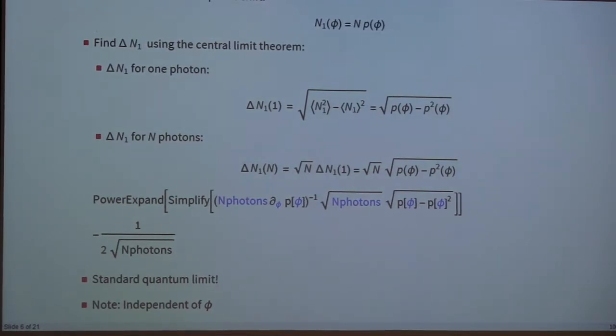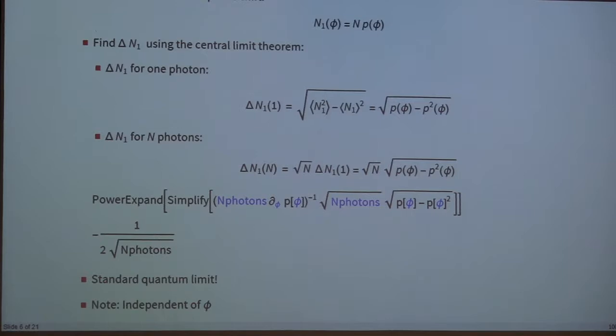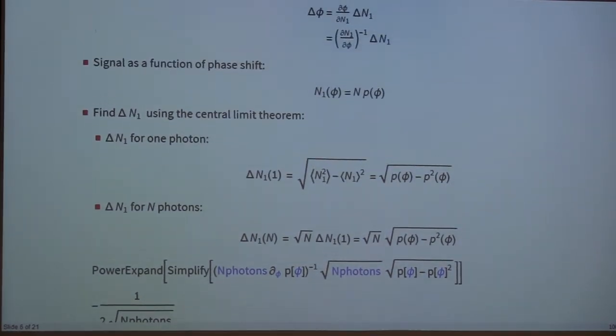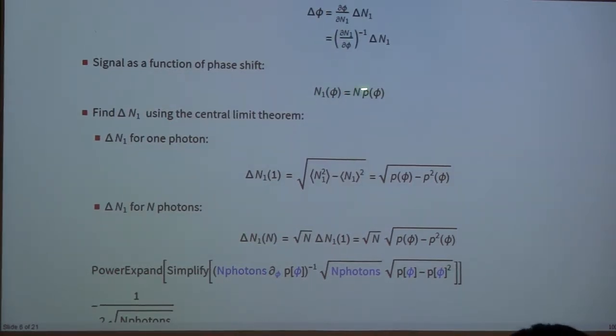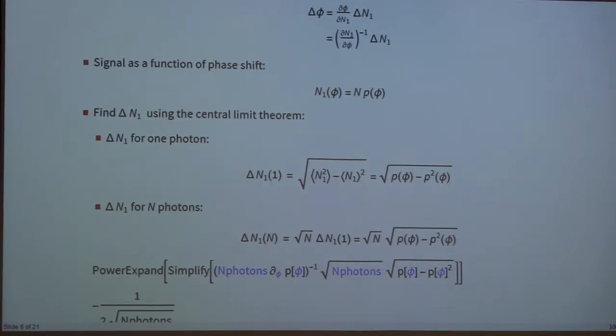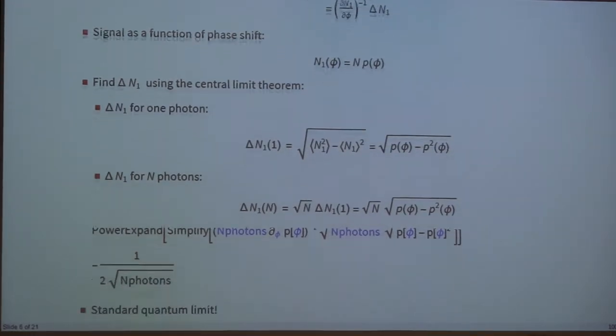And then all I have to do is go back up to my formula and ask, what does that tell me about the phase shift in the interferometer? Here it is. Delta phi was equal to the inverse of this derivative times delta n1. Delta n1 is given here. The function is given here, and I can just differentiate it with respect to phi. So here I've asked Mathematica to go ahead and do that.